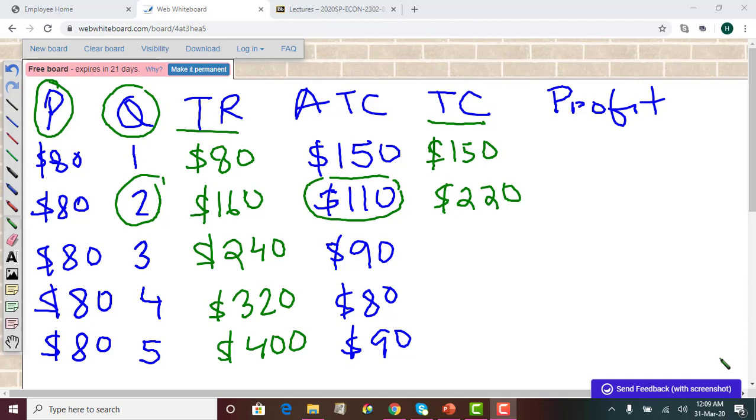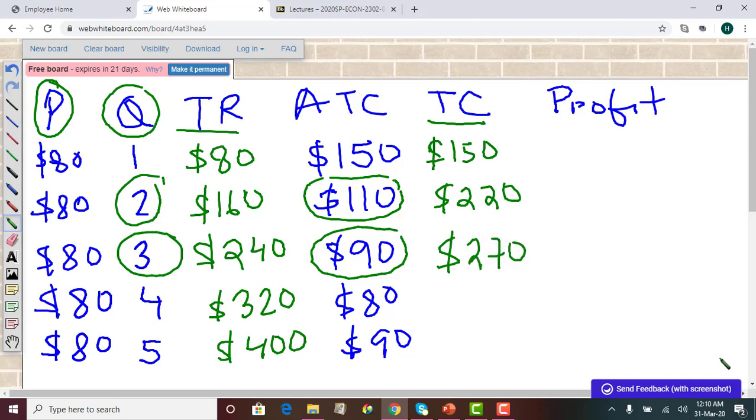Okay, if we look at the third row, you're producing 3 units of output, and the per unit cost is $90. So your total cost will be 3 times 90, which is $270. And then for the next one, we are producing 4 units and your cost is $80 per unit. So 4 times 80 is $320. And then finally, you're producing 5 units and your average total cost is $90. So your total cost will be 5 times 90, which is $450.